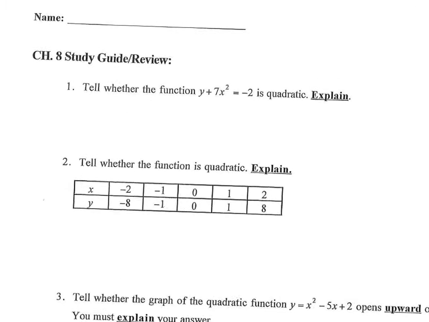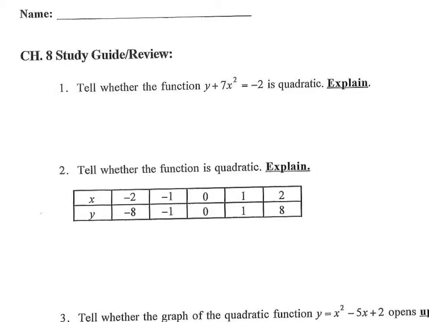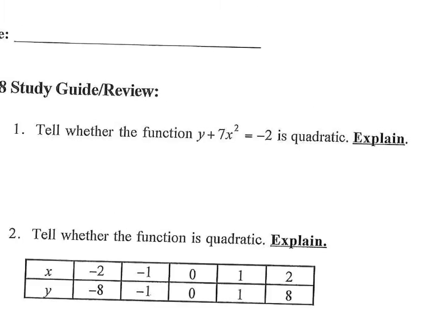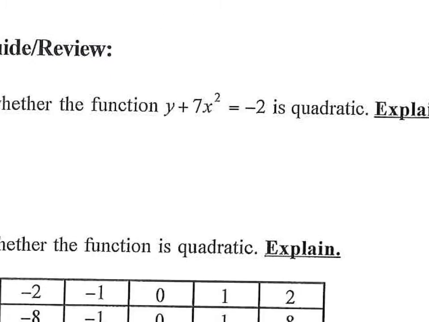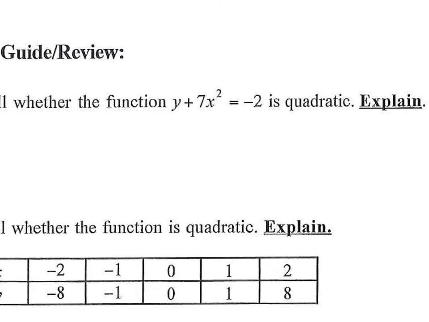So the first part of chapter 8 that we talked about was to figure out if something is quadratic. Remember that when we are figuring out if a function is quadratic and it's written as an equation, what are we looking to see? We are looking to see if it is in the format of y equals ax squared plus bx plus c. We know that if the highest exponent is a power of 2, it makes a u.